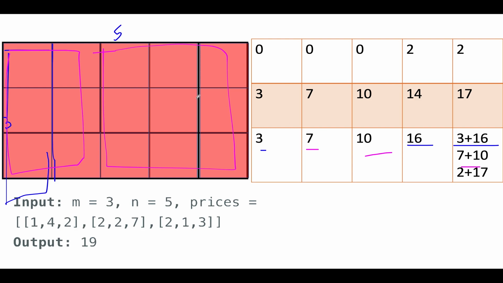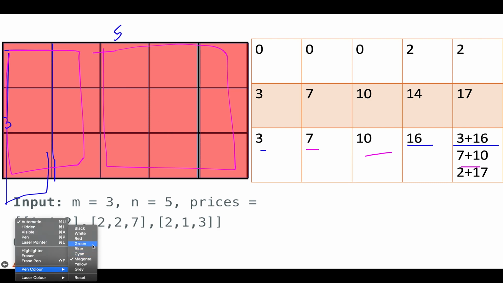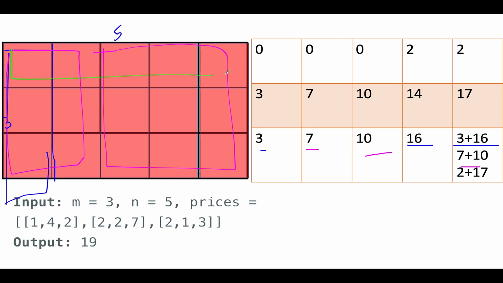Now instead of going in the vertical way, let's go for the horizontal way, and let's consider this grid. The dimension is 1 into 5. So for 1 into 5, the cost associated is 2, and the remaining log that is generated is 2 into 5. The cost associated is 17. So the total sum turns out to be 19, and out of these three possibilities, the maximum one is 19, hence the answer becomes 19.